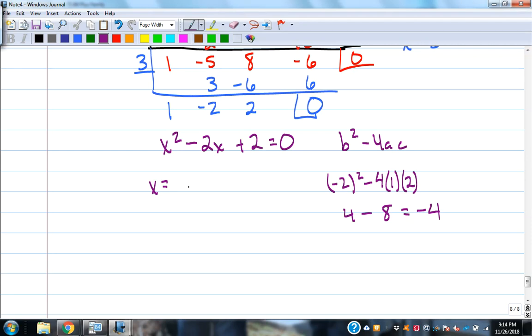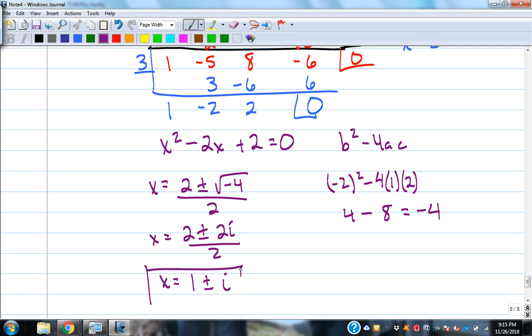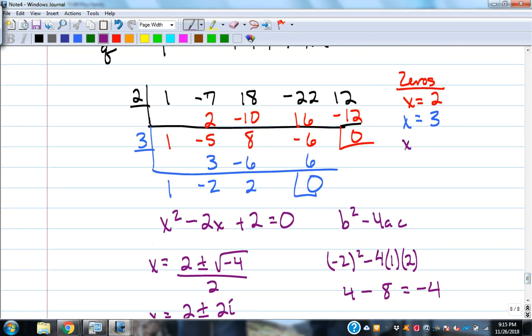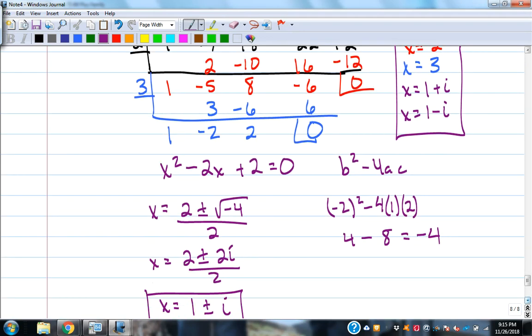So I'm just going to go ahead and finish it off. So 2 plus or minus the square root of -4 over 2 times 1 is 2. What's the square root of -4? 2i. Everybody's divisible by 2. So x equals 1 plus or minus i. Those are our other two zeros. x equals 1 plus i. x equals 1 minus i. There's all 4 zeros for this problem. How about that?